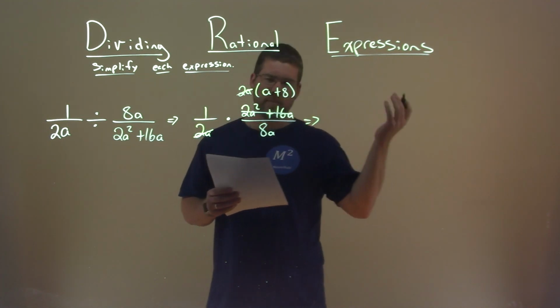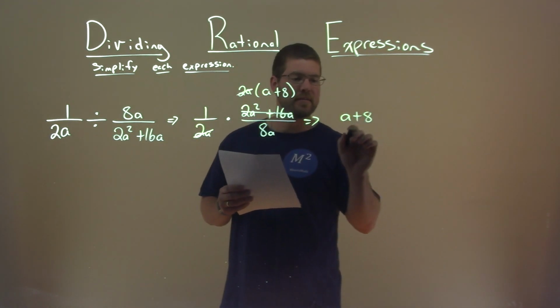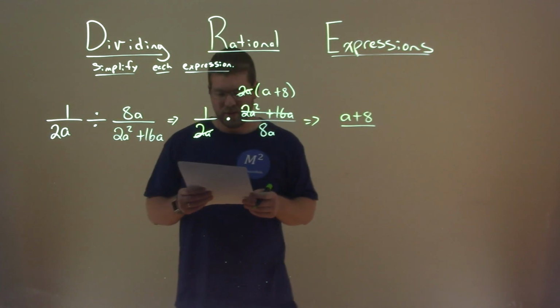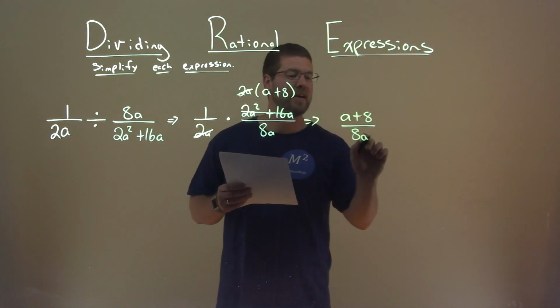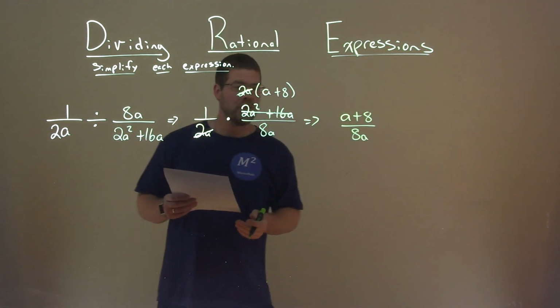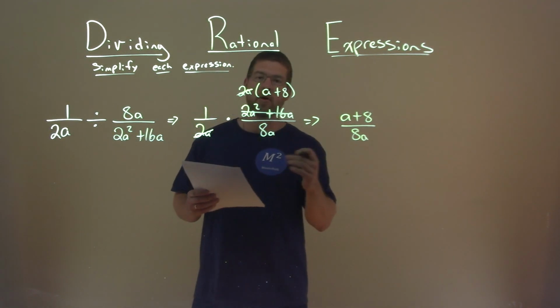So 1 times a plus 8 is a plus 8. Don't write a 2. And the denominator, we just have 8a. And that's it. A plus 8 divided by 8a is our final answer.